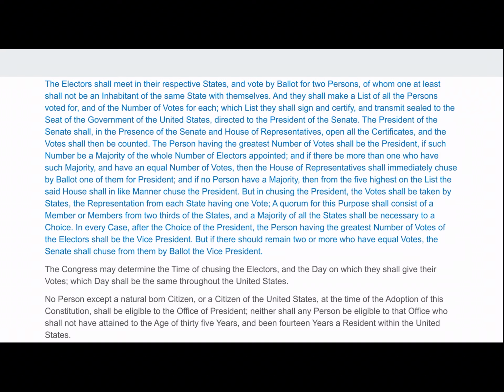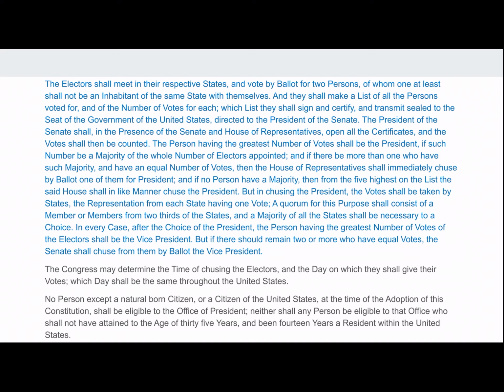But in choosing the president, the vote shall be taken by states, the representation from each state having 1 vote. A quorum for this purpose shall consist of a member or members from 2/3 of the states, and a majority of all the states shall be necessary to a choice. And in every case after the choice of the president, the person having the greatest number of votes of the electors shall be the vice president. But if there should remain 2 or more who have equal votes, the Senate shall choose from them by ballot the vice president.